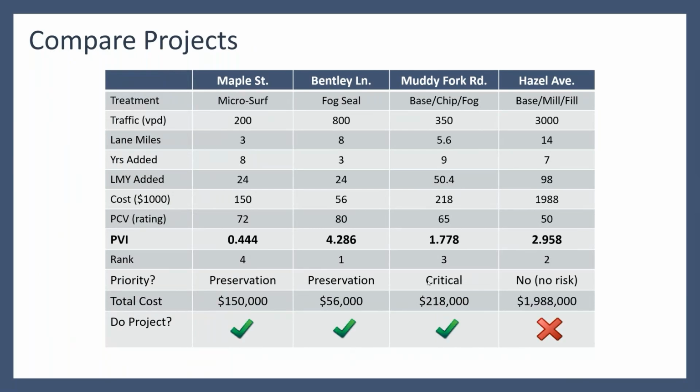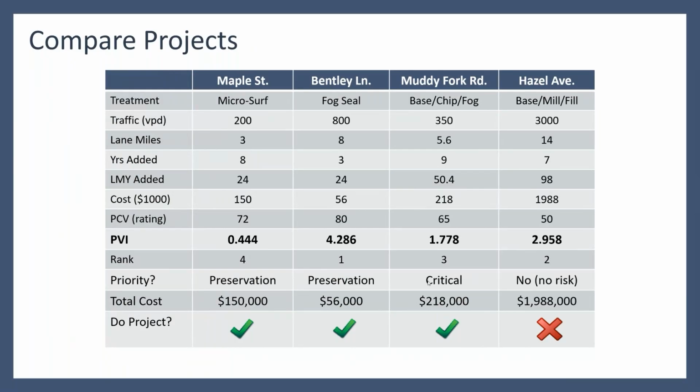And if we look at our budget, we can't afford to do all of them, but we could do all of the ones except for the one that is a major rehabilitation, and we can afford to do 3 projects rather than just the one. If we looked at it from a worst-first standpoint, we would try to do Hazel Avenue, maybe dip into the following year's budget and still be struggling. Meanwhile, Muddy Fork and some of these others are slipping in condition, and we're not making any progress.